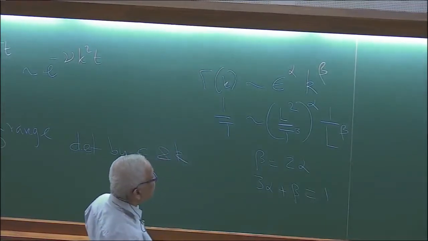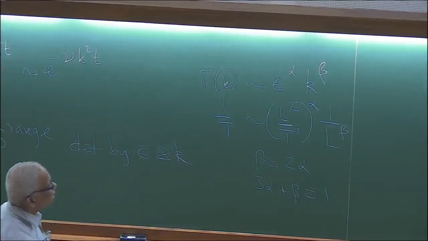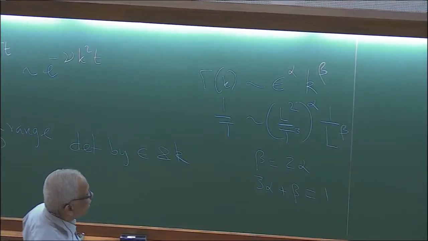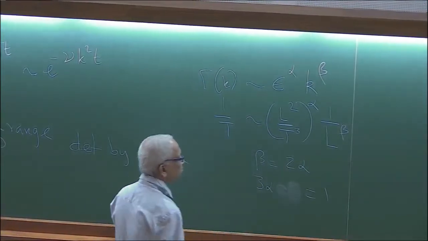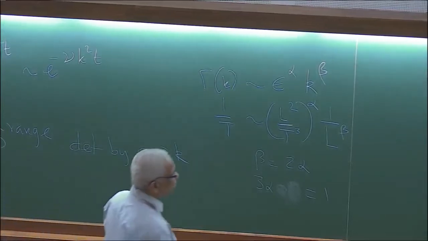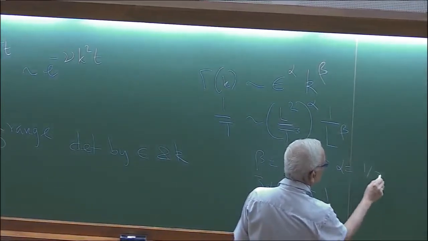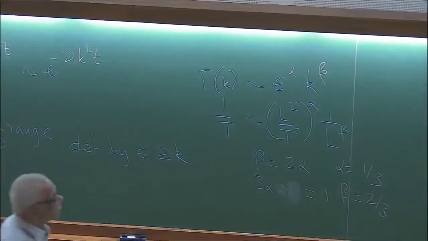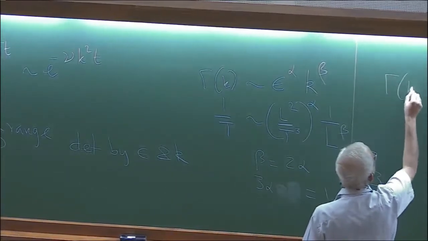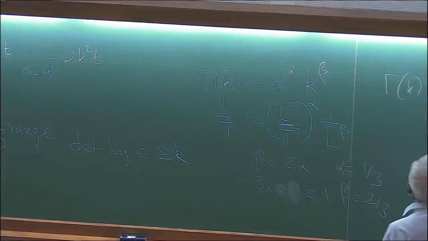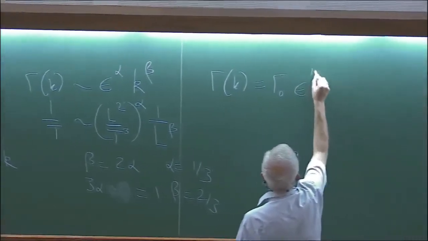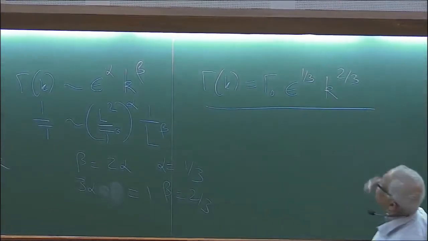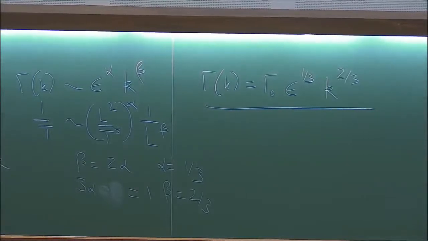So that's 3 alpha is 1. Makes sense. Now, alpha is equal to 1/3, beta is 2/3. Thank you. So that's the answer. So this gamma of k is like some gamma 0, epsilon to the power 1/3, k to the power 2/3. So this is your gamma of k, the relaxation rate.